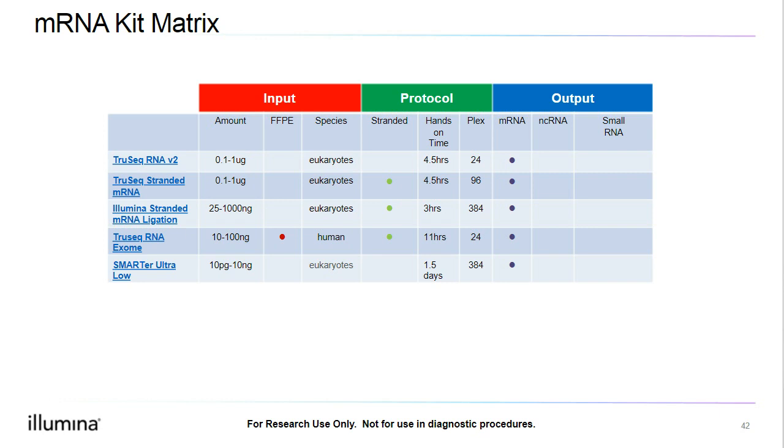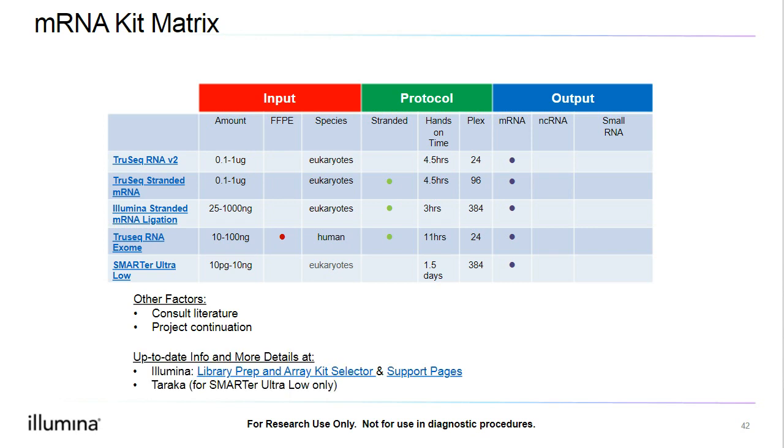Some other factors to consider: it is always important to consult the literature for the best approach for your project. Keep project continuation in mind, so if possible, it would be best to continue using the kit that's already being used for your project. Up-to-date information and details can be found on the Library Prep Kit Selector and support pages linked here. For more information on the SMARTer kit, refer to Takara's website.